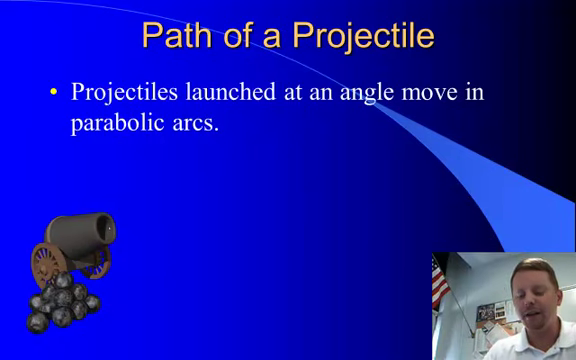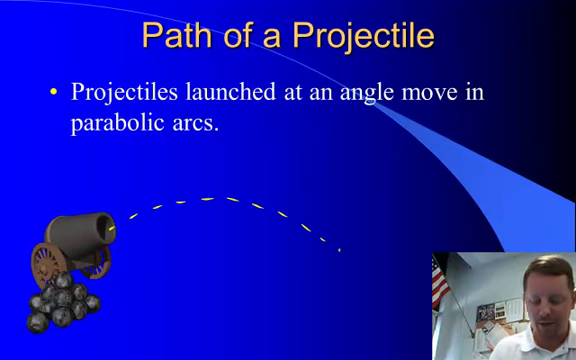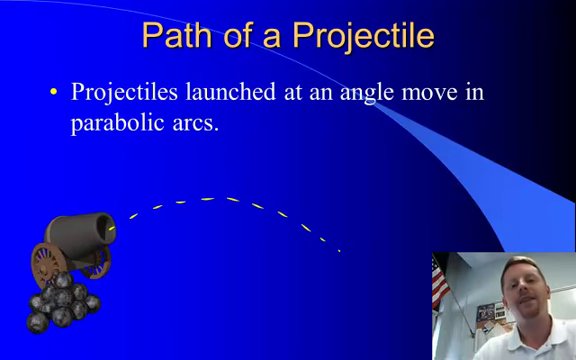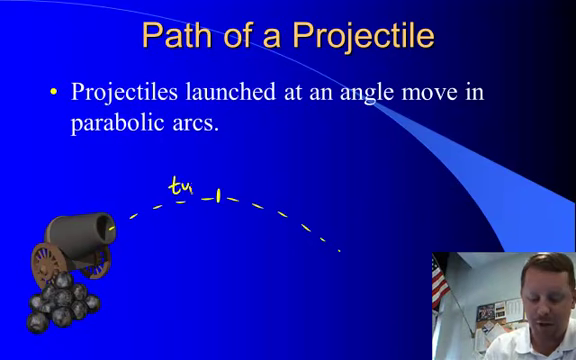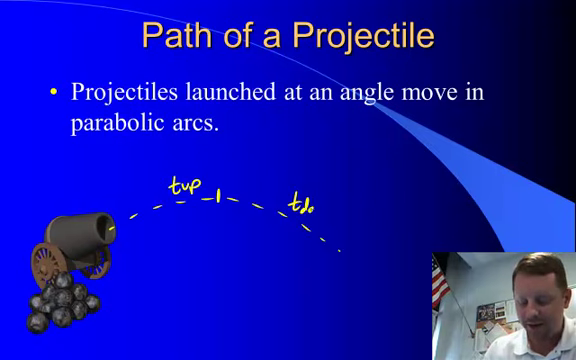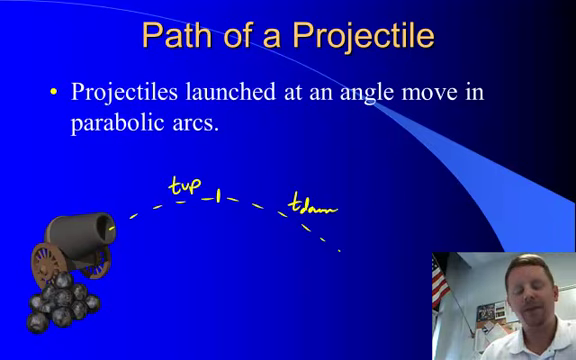A projectile launched at an angle will tend to move in a parabolic arc. And if it's launched from one height back to the same height, you'll have some symmetry of motion there. Just like we had with free fall, the time it takes to go up will be equal to the time it takes to go down. The total time in the air will be the time to go up and the time to go down, or twice the time up, or twice the time down.